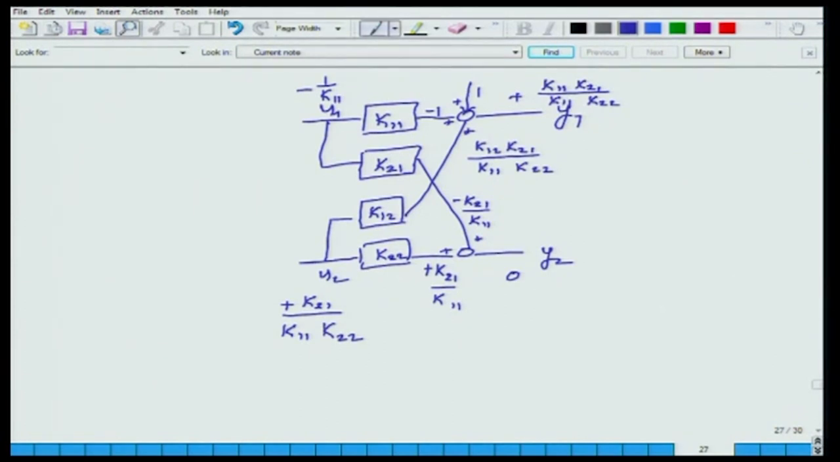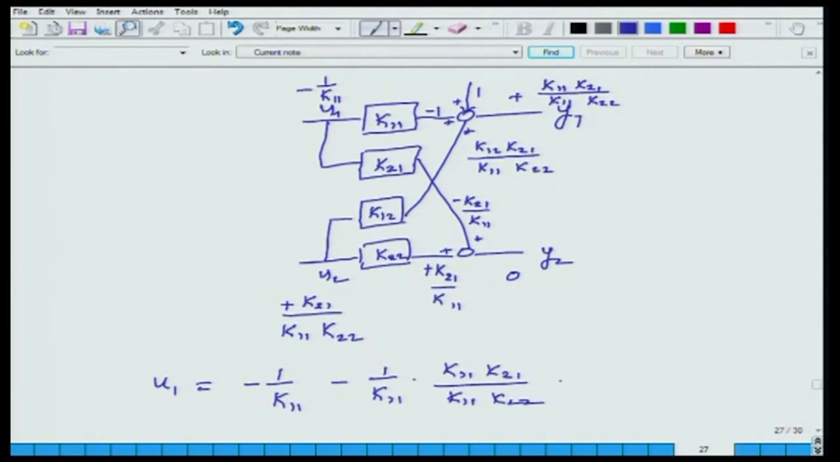that if I look at U1, after the disturbance came in, the first value that I gave it was minus 1 by k11. And then y1 deviated after I had done adjustments to u2, by k12 k21 by k11 k22. In order to bring this to 0, I will have to make a change of minus 1 by k11 times whatever was the deviation, k12 k21 by k11 k22.